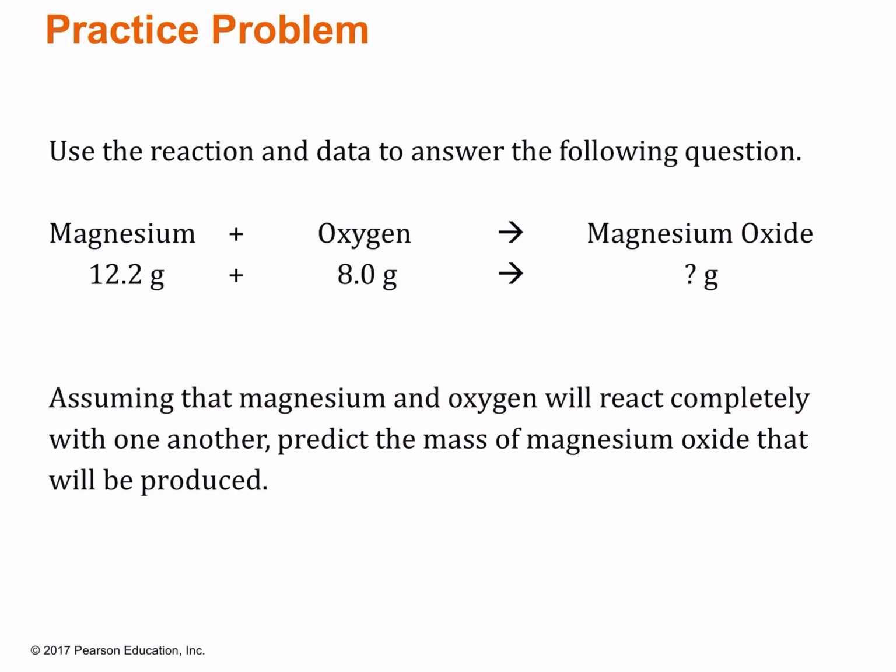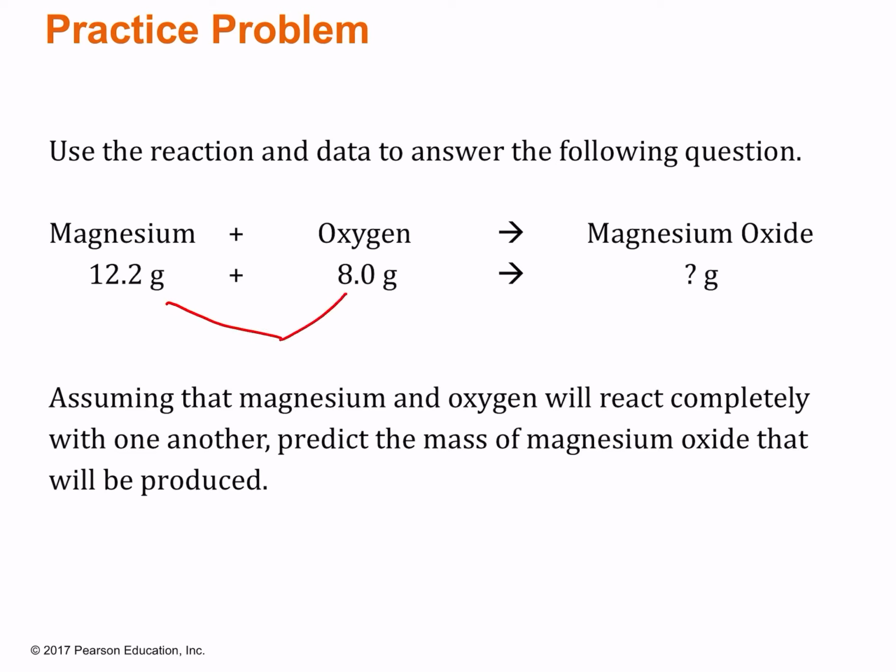Thinking about that, this says use the reaction and data to answer the following question. If we have 12.2 grams of magnesium and 8.0 grams of oxygen, then how much magnesium oxide can we make? We are assuming that magnesium and oxygen are going to react completely. We have to figure out how much magnesium oxide is going to be produced. Again, remember, the mass of the reactants must equal the mass of the products. So we can figure out our total mass of the reactants.